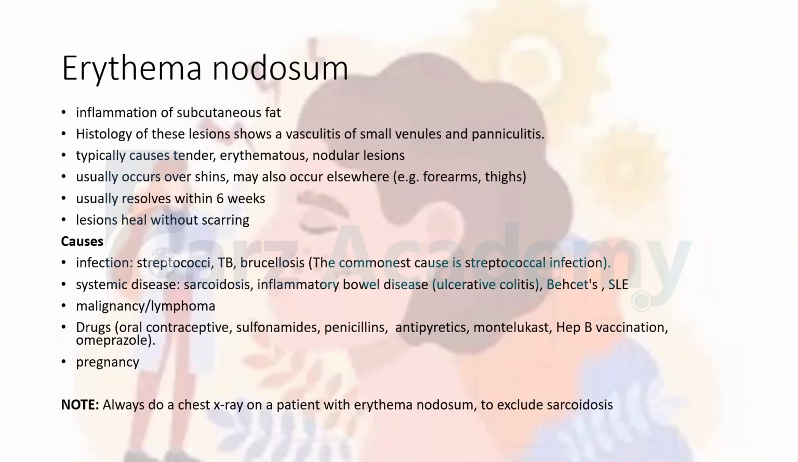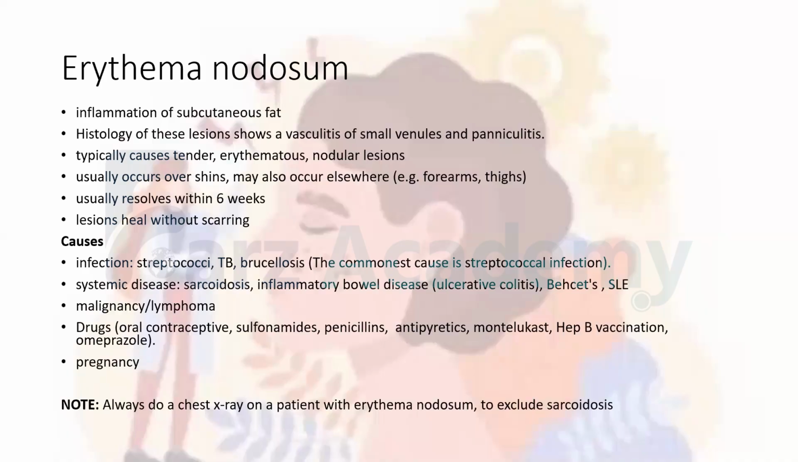So what are the causes for erythema nodosum? Most common is infection. It can be streptococcal, tubercular, or brucellosis. But the most common organism which can cause erythema nodosum is streptococcus. Other systemic conditions that are associated with erythema nodosum are sarcoidosis and IBD. Behçet's disease, SLE, and other malignancy and lymphoma can also lead to erythema nodosum.